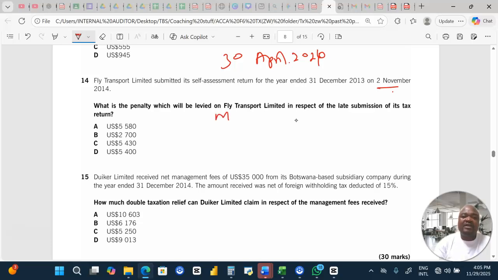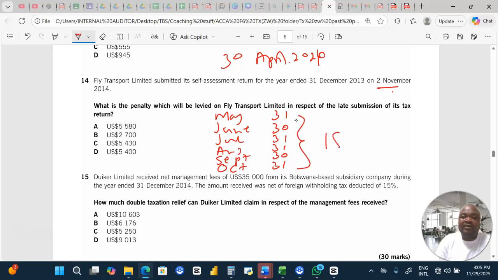We have got May, June, July, August, September, October. So May has got 31 days, June 30 days, July 31, August 31, September 30, October 31. If we add up all these days, they come to 184 days.